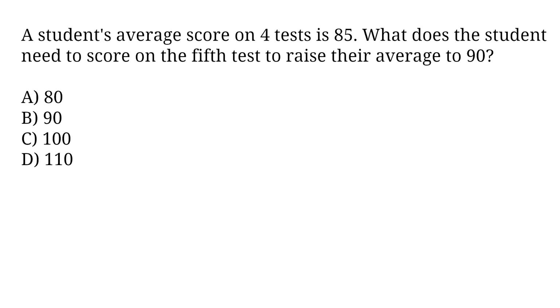A student's average score on 4 tests is 85. What does the student need to score on the 5th test to raise their average to 90? A. 80. B. 90. C. 100. D. 110.